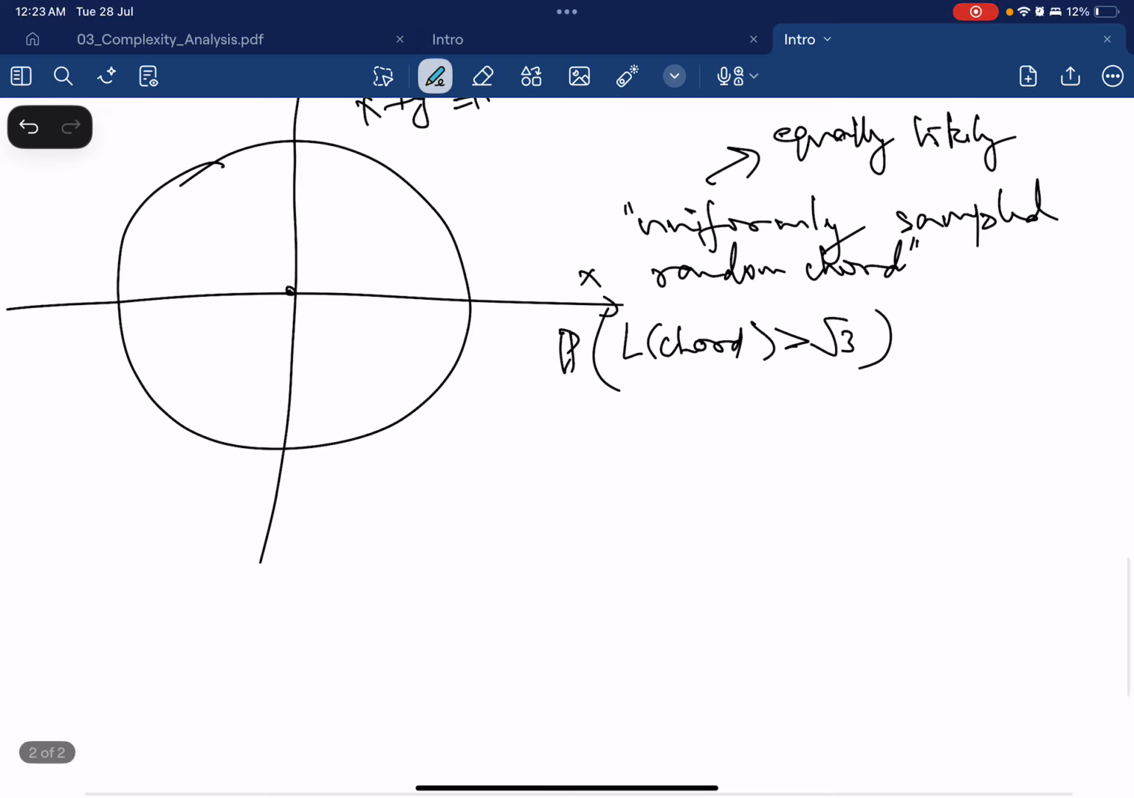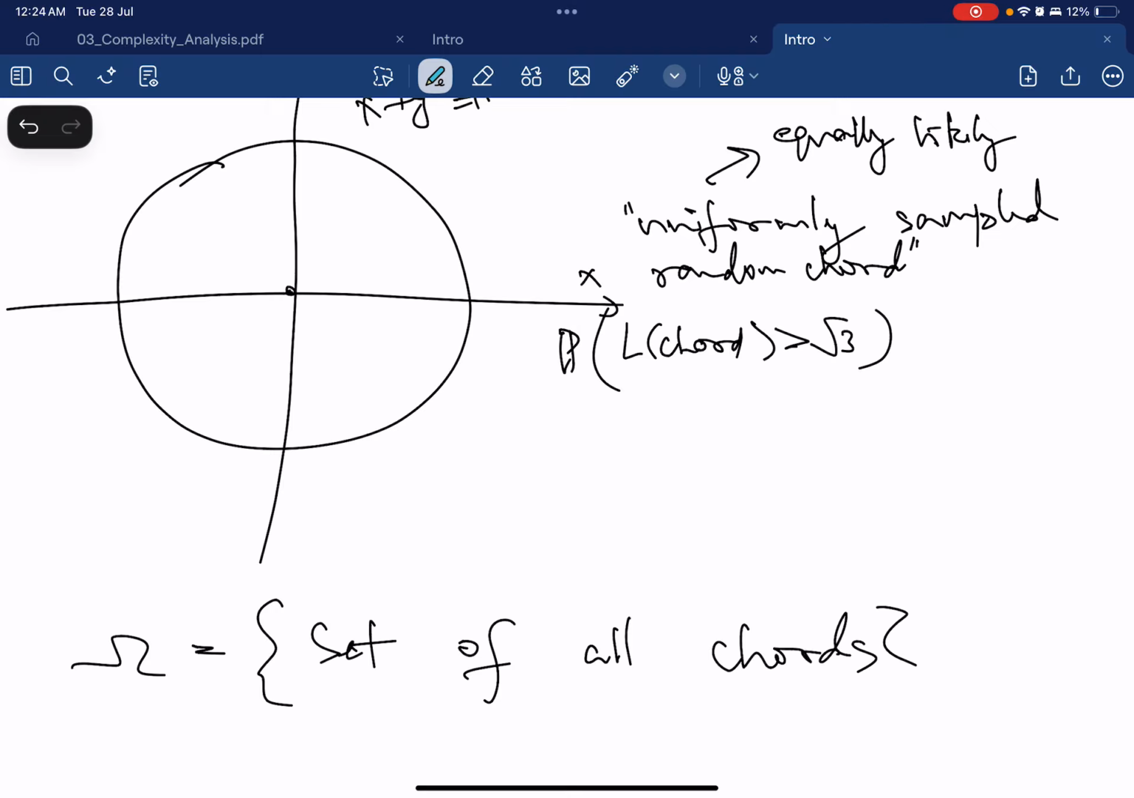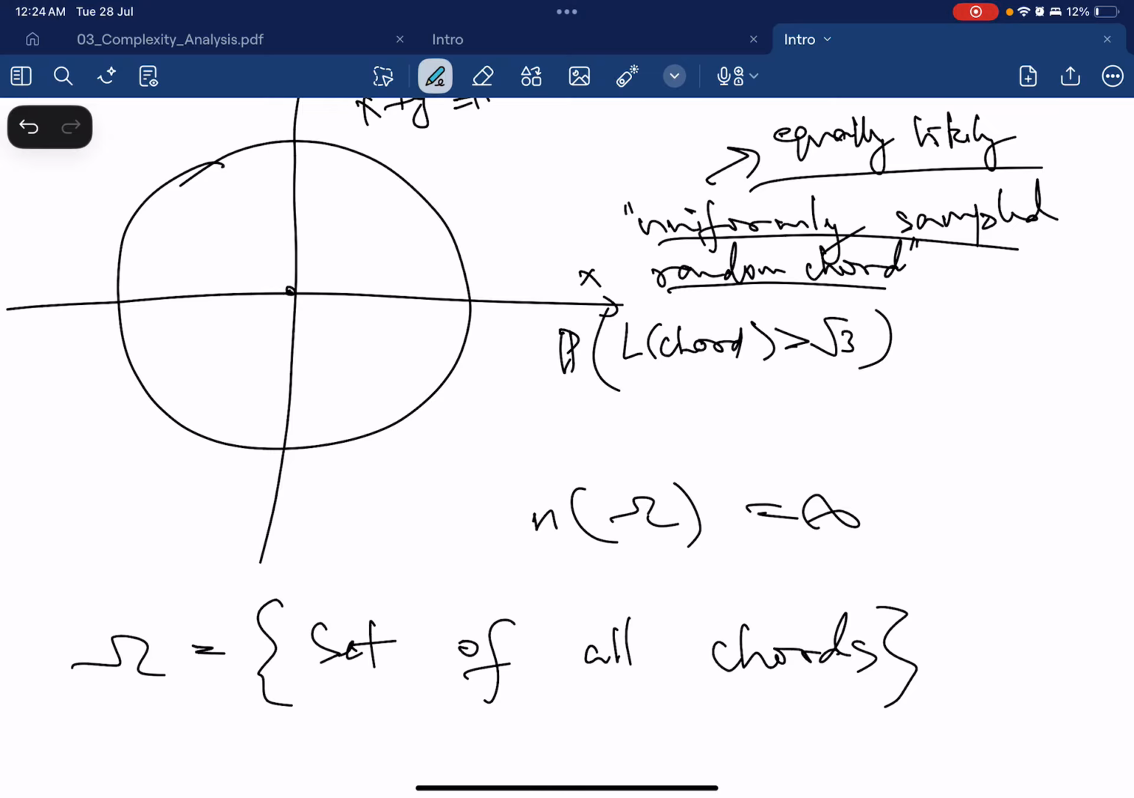So now, what is your sample space? Your sample space is basically the set of all chords, right? And what is the number of elements in the sample space? It's infinity, right? It's not a finite number. So again, you cannot do 1 by n. I dropped my pen. You cannot say that all my chords are uniformly sampled, which means equally likely, so I will do 1 by n and call it a day. Then you will get stuck, as we discussed earlier.